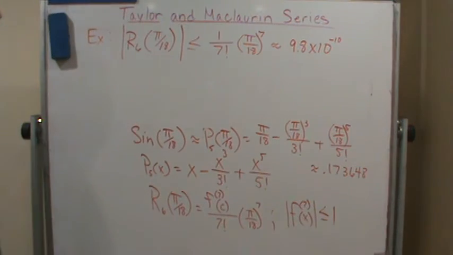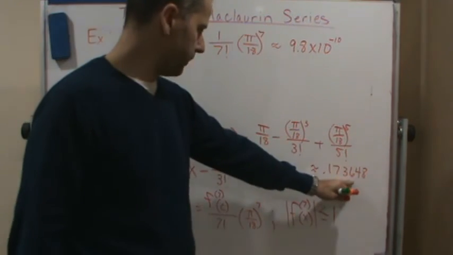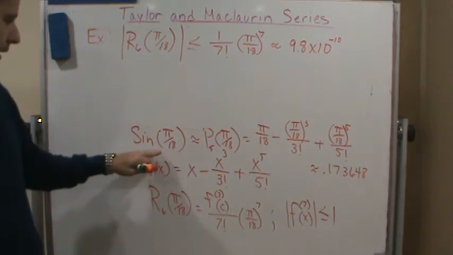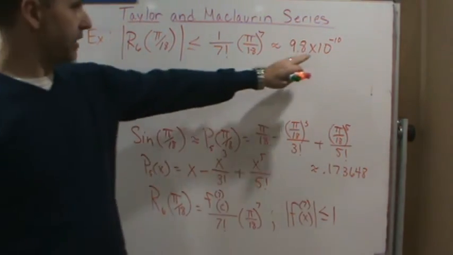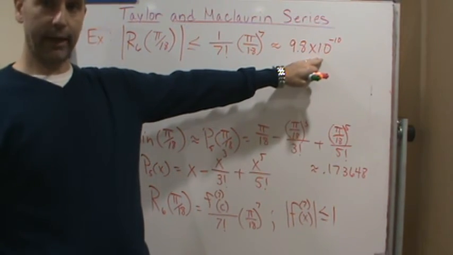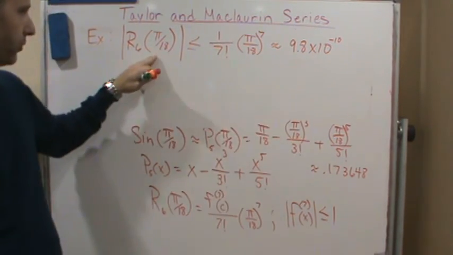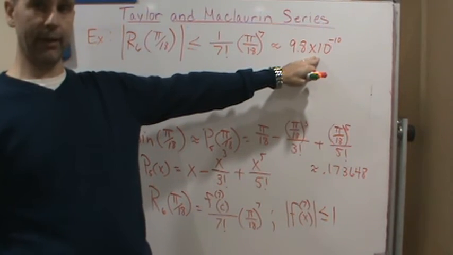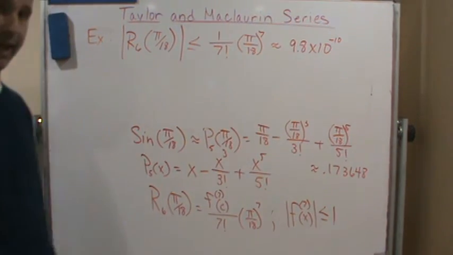Okay. Now we found our estimate. So here's our approximation of sine of pi over 18. Here's the maximum error, right? This is the remainder. So the remainder is no bigger than this. Okay, so now we've got that.